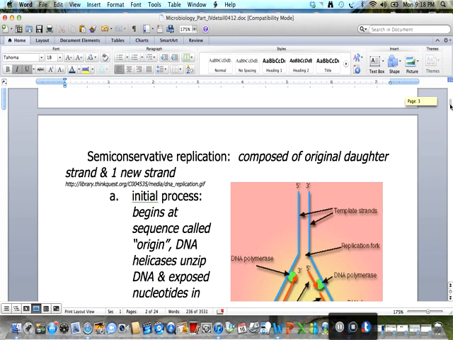The initial process begins at a sequence called the origin. A DNA helicase enzyme will unzip the DNA and expose the nucleotides in a replication fork.